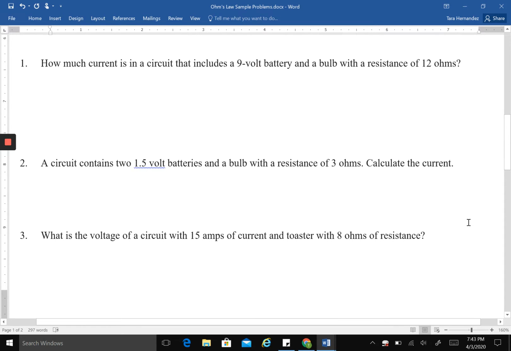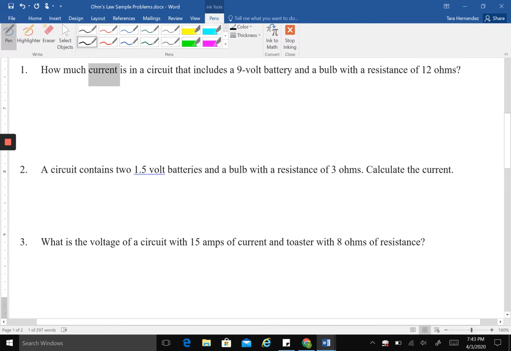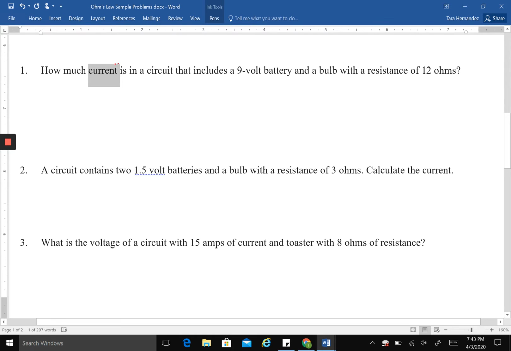In this case, it wants to know how much current is in a circuit that includes a 9-volt battery and a bulb with a resistance of 12 ohms. So we're looking for current, which is I in the equation. And I know that the volt is representative of the voltage or potential difference, and ohms is the unit for R, which is resistance.